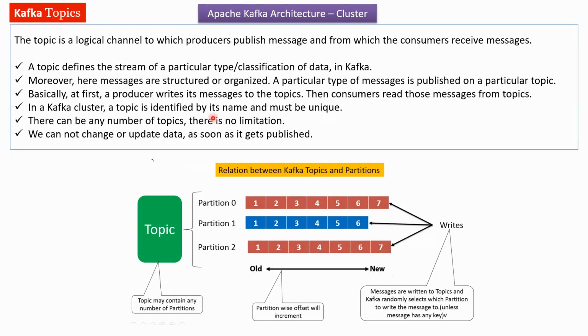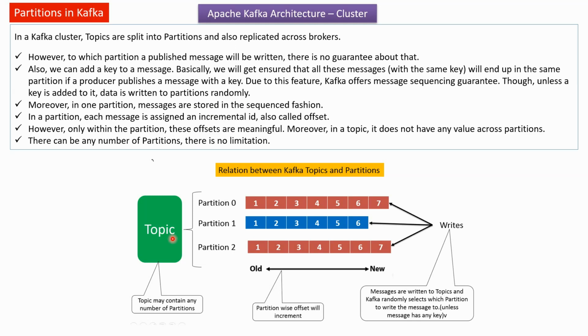In a Kafka cluster, a topic is identified by its topic name, and the topic name must be unique. There can be any number of topics. There is no limitation, and we cannot change or update the data as soon as the data gets published. In a Kafka cluster, topics are split into partitions, and these partitions are also replicated across the brokers, and there is no guarantee in which partition the published message will be written.